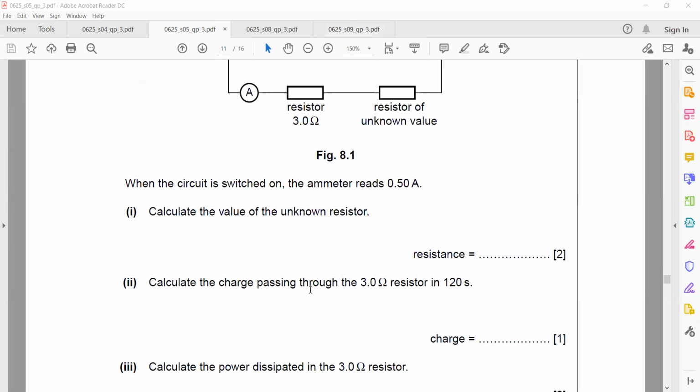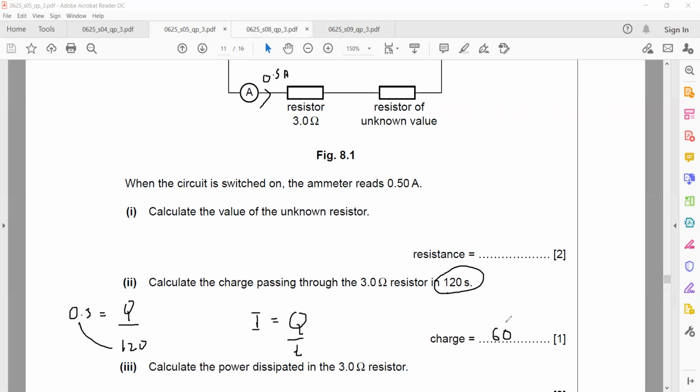Calculate the charge passing through the 3 ohm resistor in 120 seconds. So the formula, as we know, is current is charge divided by time. The current was 0.5. The time is 120 seconds. I need the charge. So current is 0.5 and time is 120. 120 is divided, so on the other side it will be multiplied. I'll get 60.